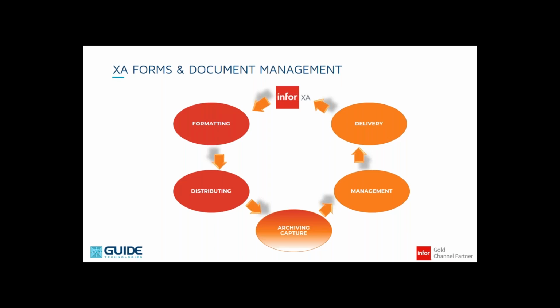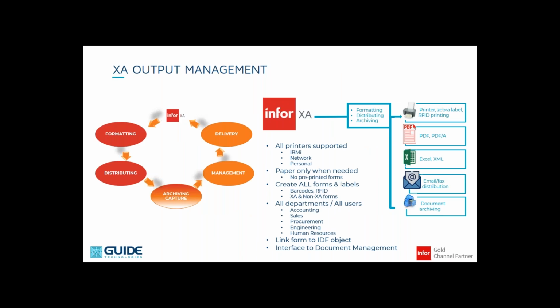So the delivery and the forms output management does not require a single pre-printed form. Now, what InterForm is able to do is it's able to create a number of different formats. So we can print labels, we can print RFID, we can actually just print the documents that you're looking for. We can print PDF or signed controlled PDFs. We can send to XML, Excel. We can email or fax automatically. And we can archive either back into the IDF or into document management.